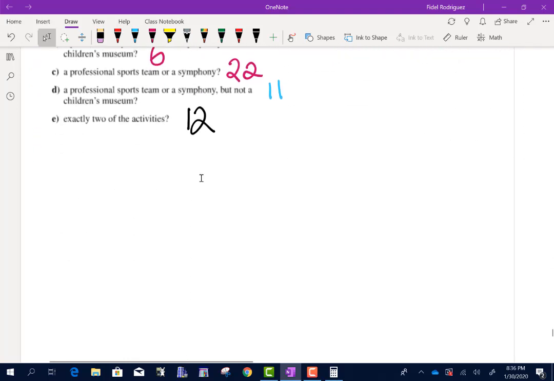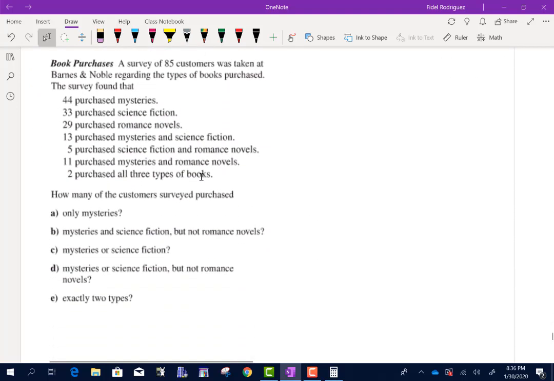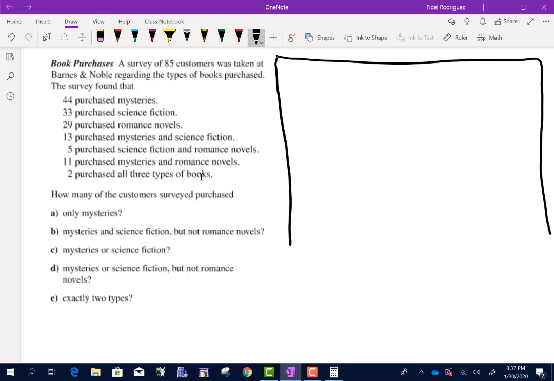So let's try the next one that we have here, okay? And let's see if we can figure this one out. First thing I'm going to do, guys, just like we did earlier, one real big box. Let me start reading. First off, 85 customers at Barnes & Noble regarding the types of books that they purchased. So we have mysteries, science fiction, romance, mysteries and science fiction and romance, mysteries and romance, and all 3.